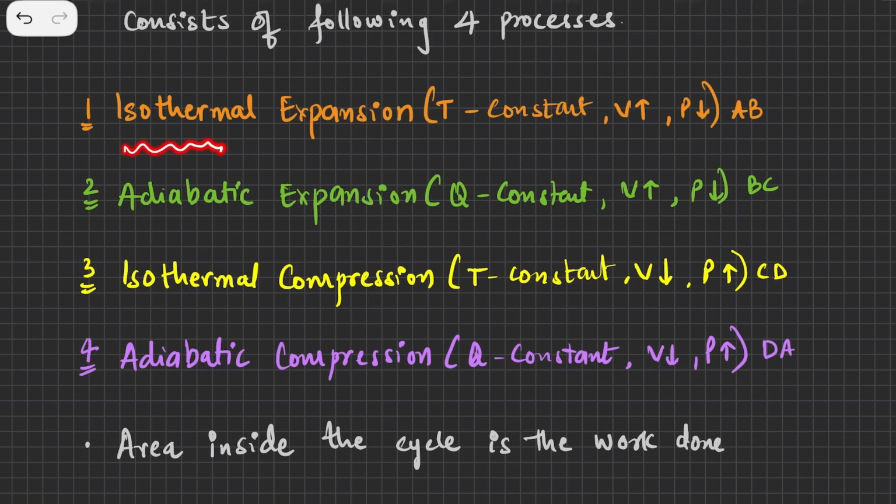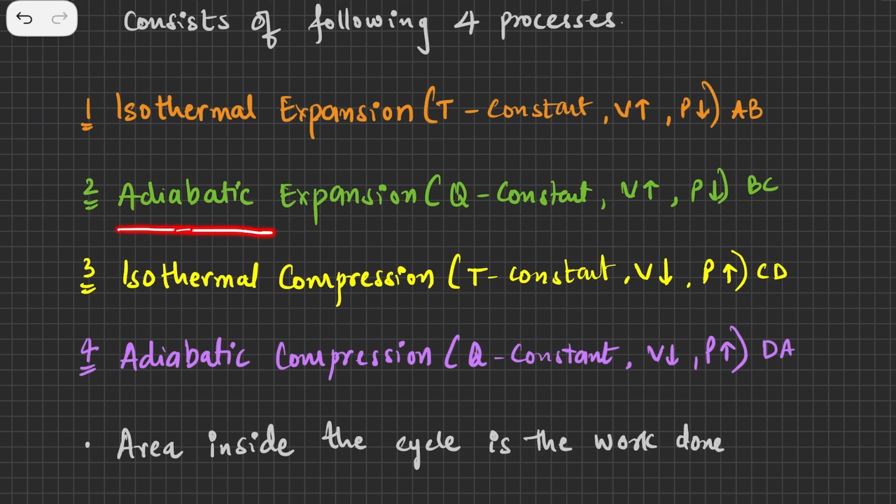Isothermal means the temperature will remain constant, and it's an expansion process, so volume is going to increase and the pressure is going to decrease, because volume and pressure are inversely related. So volume increases, the pressure will decrease, and AB is that portion of the graph which represents isothermal expansion. I have also made that in a color code, we'll see in no time.